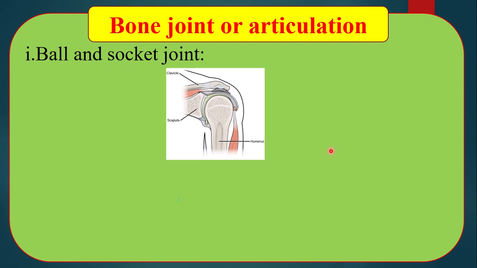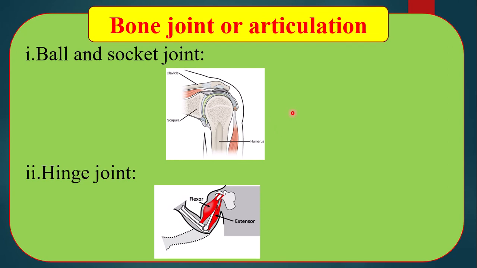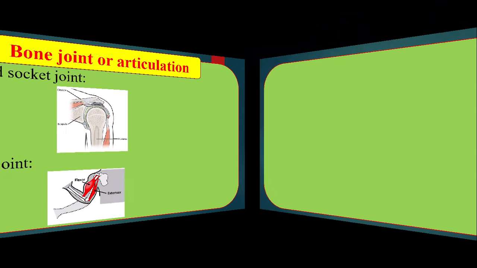Follow the picture of the ball and socket joint. This is a ball-like structure and this is the socket, ball and socket joint. Number 2, hinge joint. Follow the picture. Hinge joint. This is the joint of our hand which can bend only to one side. This is called a hinge joint.